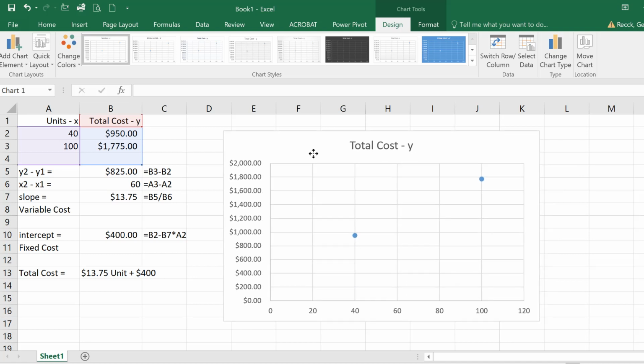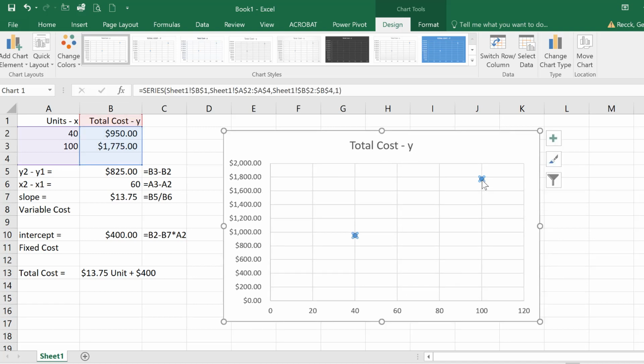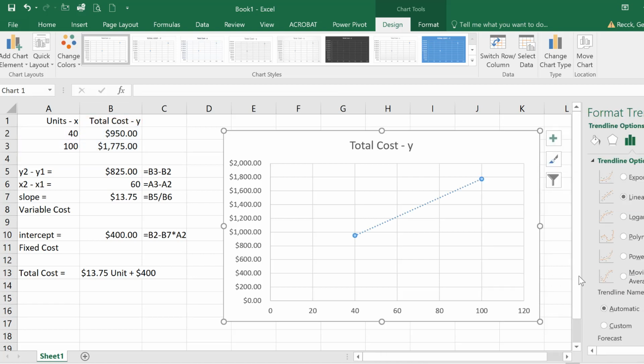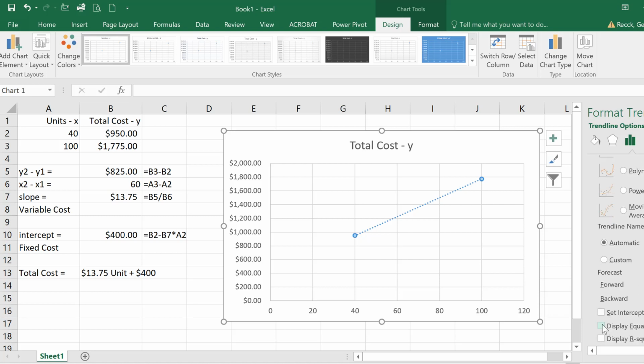Now here is where the magic happens. If I click on one of the points, they both get, we'll call it excited. And then if I right click on that and add a trend line, that's the key, add trend line. Highlight the points, add a trend line. Linear is just fine. I need to slide down here to display the equation on the chart. And there it is. Y total cost equals 13.75 times X plus 400.